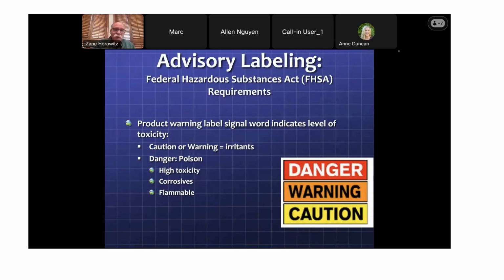The bottom line is the two lower ones, caution and warning, are mostly irritants and are less likely to be lethal in any dose, especially toddler ingestions, whereas danger have higher toxicities. They're either corrosives, acid bases, or flammable substances.